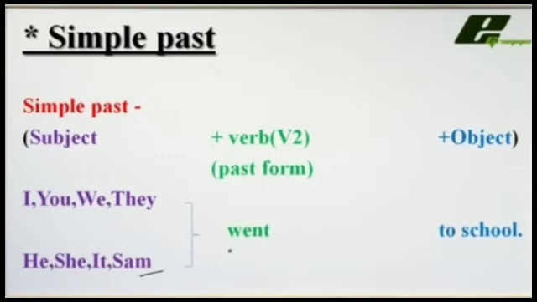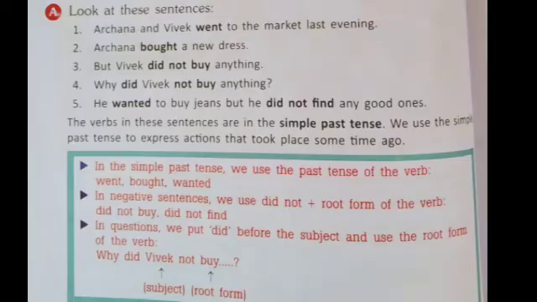Now students, let us take some examples. For example, Archana and Vivek went to the market last evening. Archana bought a new dress, but Vivek did not buy anything. Why did Vivek not buy anything? He wanted to buy jeans, but he did not find any good ones. So all these verbs in the sentences are in the simple past tense.